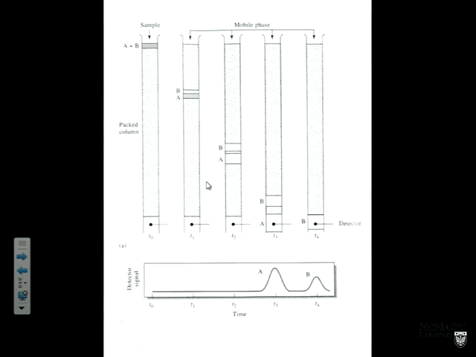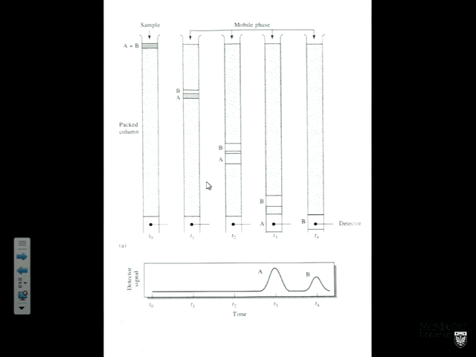So here is a column. We have a packed column of silica gel. We begin by putting solvent in there, and once the column is completely wet, we load on our sample as a nice narrow band at the top of the column. Here, this is illustrated by two compounds, A and B, being separated.